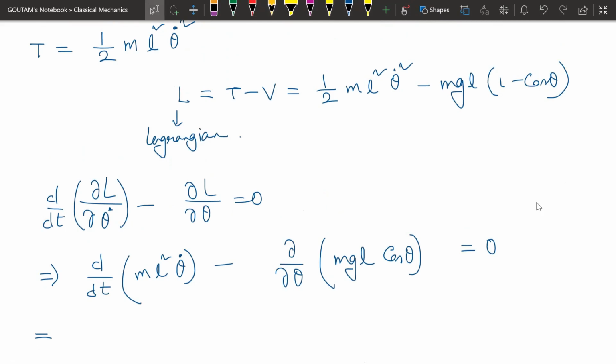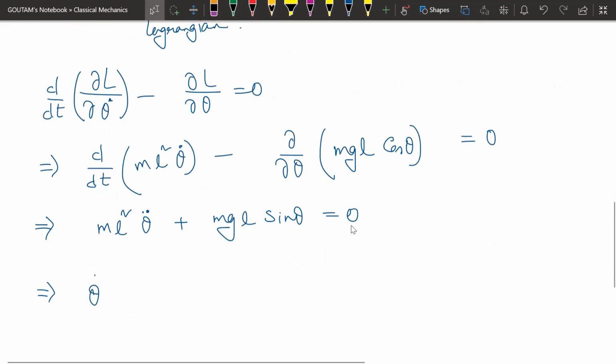So d/dt of this: in the first term, m and L are constant, not changing with respect to time. So d/dt of this will be mL² θ double dot, and ∂/∂θ of this term, the derivative of cos θ with respect to θ is minus sin θ, and there is a minus already in front of that, so it will be plus mgl sin θ equals 0.